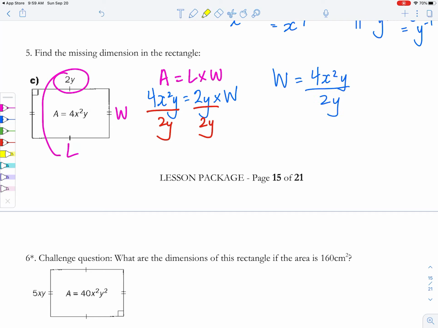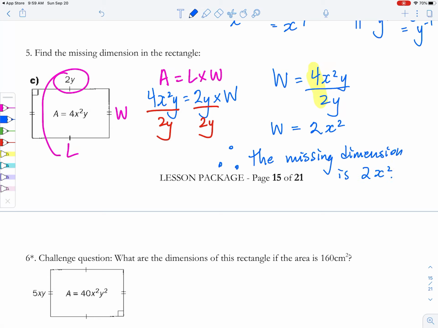We're going to use the new rules we learned. First, we look at the numbers. So 4 divided by 2 is 2. X squared, there's no x squared in the bottom, so it stays up top. And then y divided by y, it goes away and we cancel. So therefore, it asked us in words, so we answer in words. The missing dimension is 2x squared.